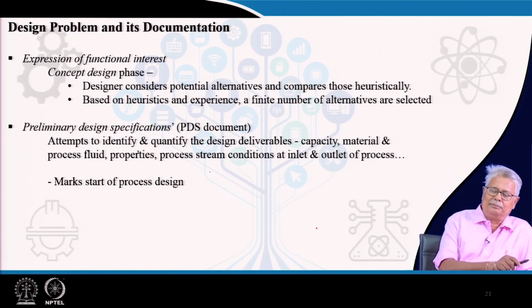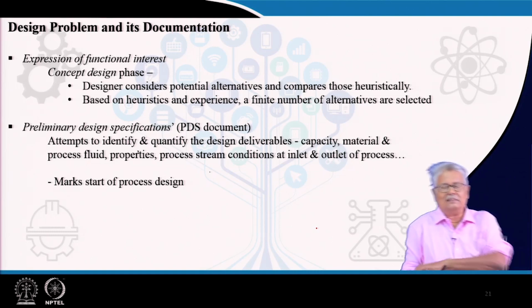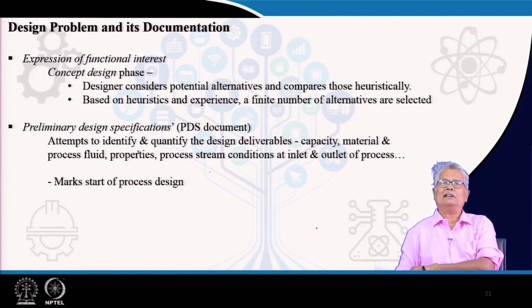Now, the problem of design is rather initially pretty vague. Your client will have an expression that he would like to have a plant which manufactures ammonia. So, what he does is he expresses his functional interest. Then, listening to that, the designer will conceptualize the product design. That means the product is basically the design which he has to deliver, and what he does in his mind, he definitely will be considering different technologies for this ammonia plant.